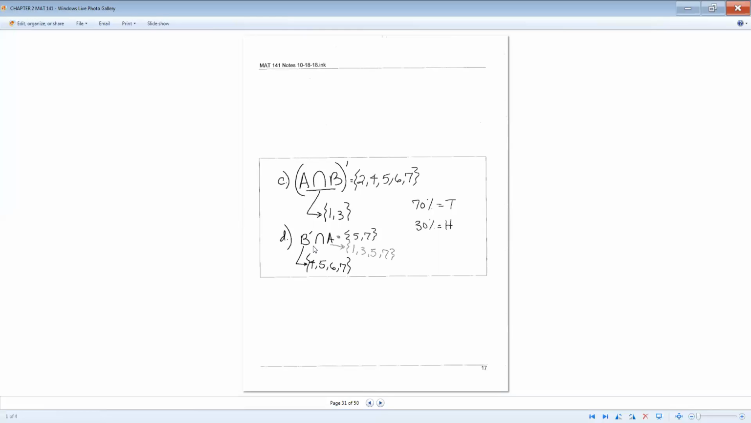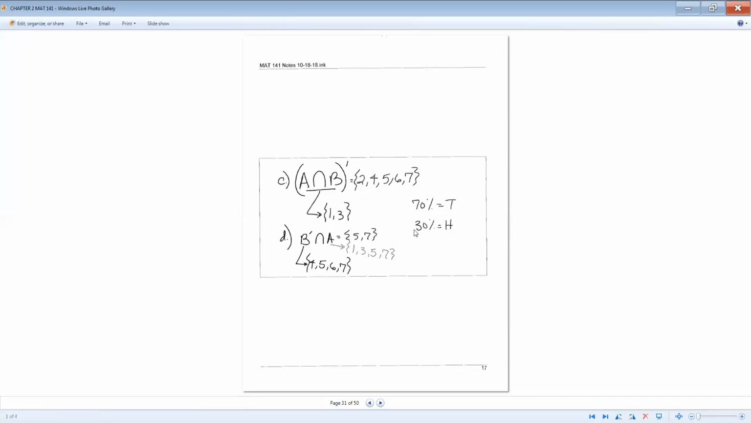And then for this one right here, we have the complement of B intersect A. Find the complement of B first, which is 4, 5, 6, 7. Look at what A is, 1, 3, 5, 7, and ask what do they have in common. That's just 5 and 7.